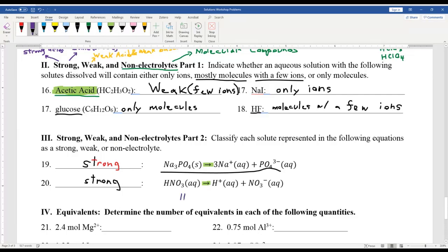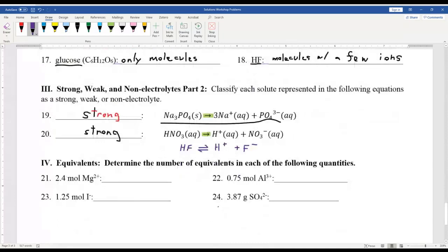Exactly. So it might look something like this. And you'd have an H plus and an F minus. But there would be arrows in both directions. Very good.